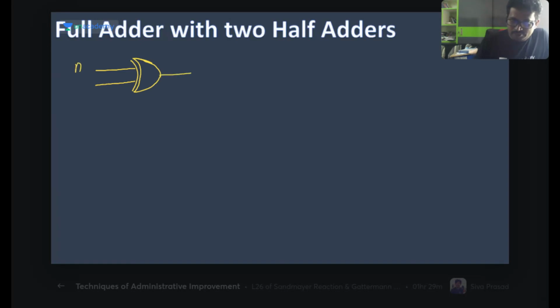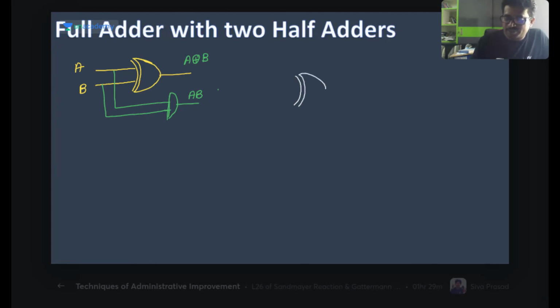This is A and this is B. If I did this thing here, what will I get? A XOR B. Here this is AB, isn't it? This is the half adder. This is one half adder. Next, we have taken one more half adder like this.